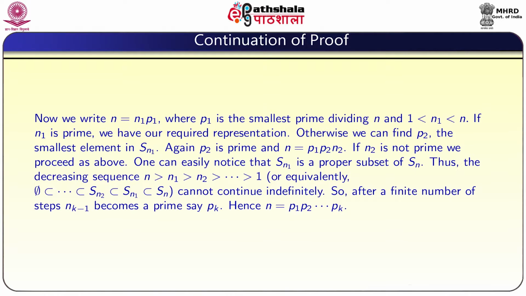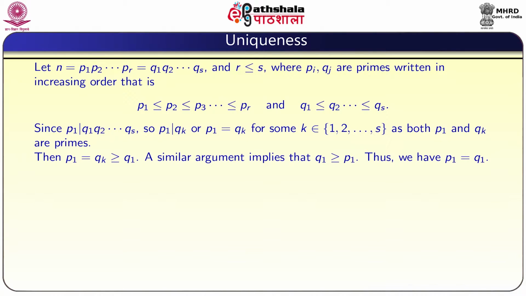So, after a finite number of steps, say k, Sn minus 1 becomes a prime, say Pk. Hence, n is equal to P1 into P2 into and so on Pk. So, now we are ready to prove the uniqueness. Just now what we proved is n is a product of primes. Now, we will go for uniqueness.